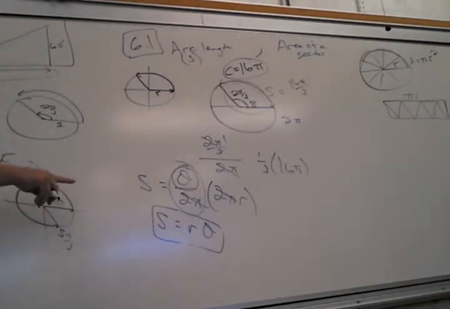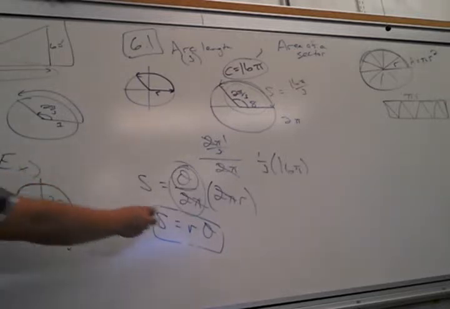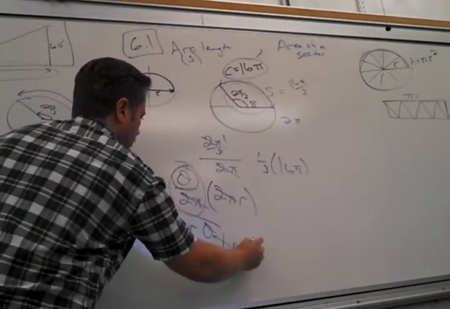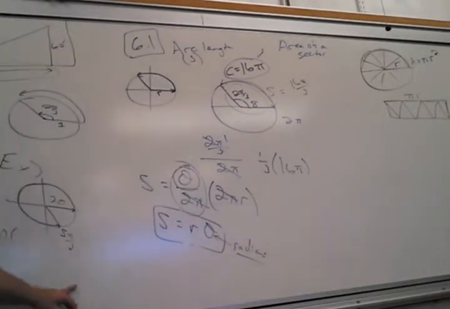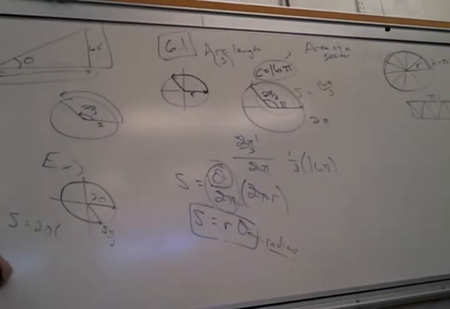All we got to do now is use the formula. What's the radius? 20. What's the angle measure in radians? This has got to be in radians. This never would work for degrees. Degrees are completely made up.